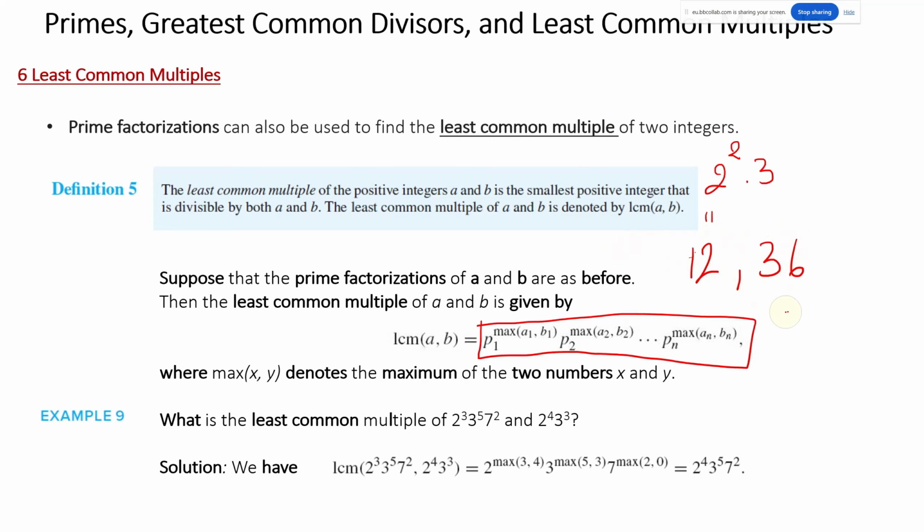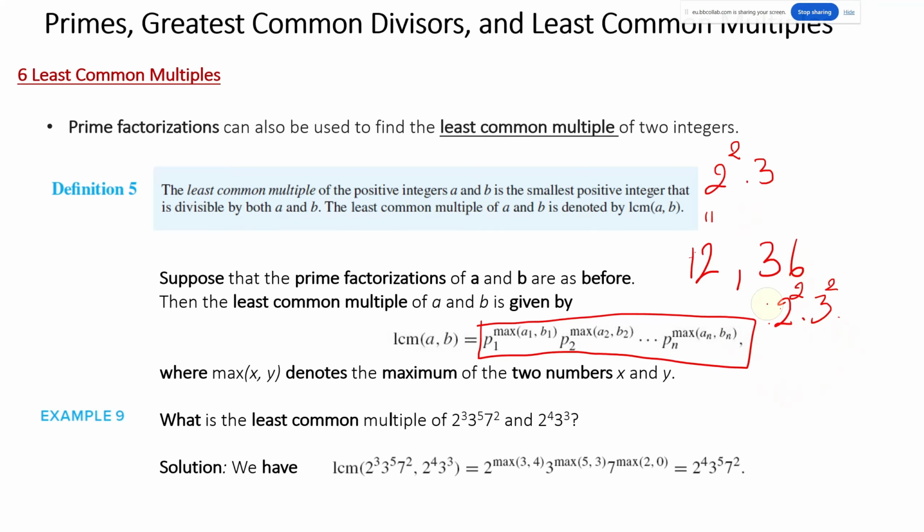What about 36? 36 divided by 2 is 18, right? 18 divided by 2 is 9. So it's going to be 2 squared, and that's 9. And then 9 divided by 2 I can't, so it's going to be divided by 3. That's 3. And that's going to be 3 squared, like this.